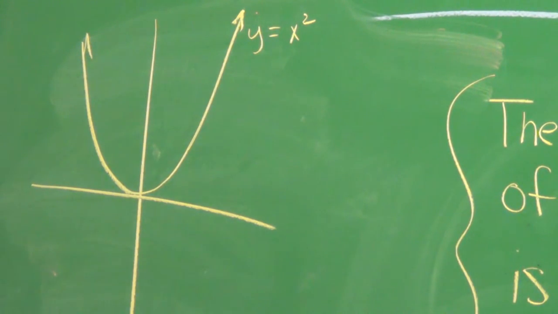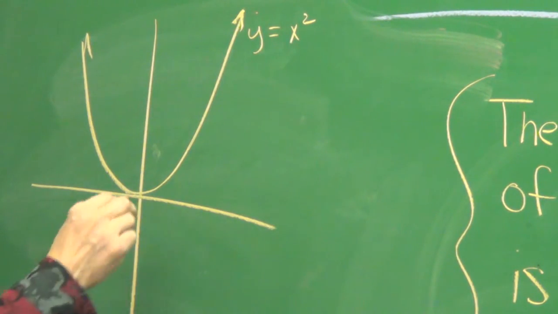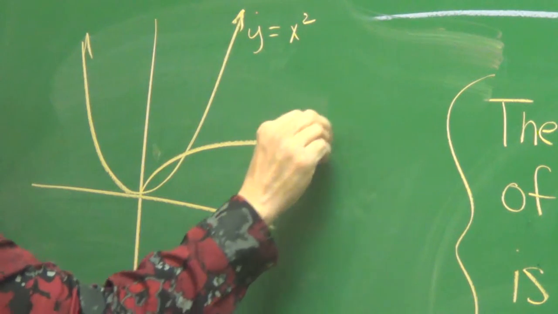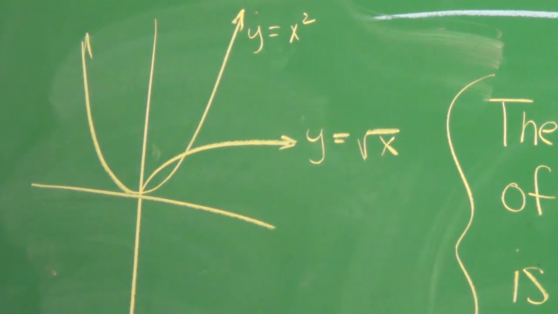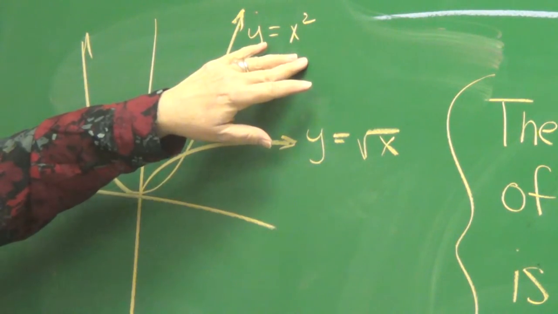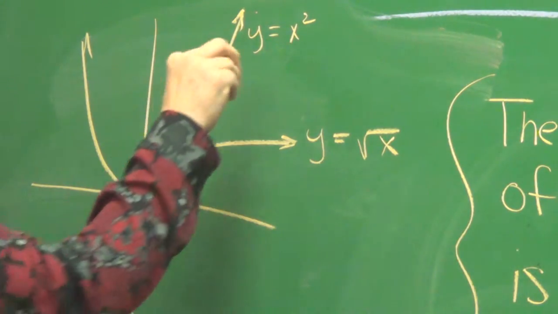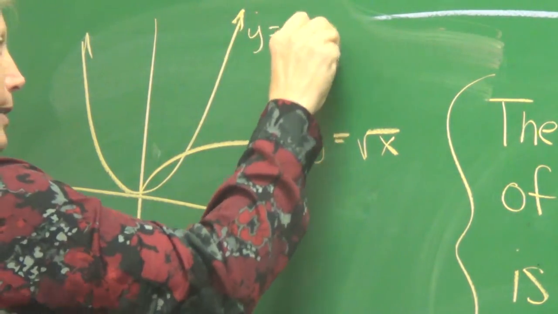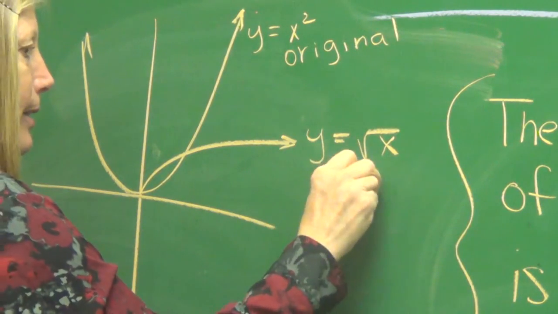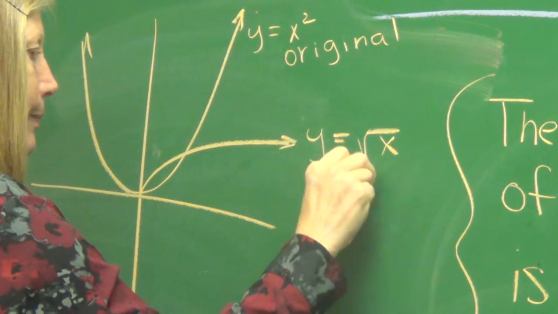So in this case, we actually know the inverse function, and you won't have to find that. But we can see that what would undo this function is the square root. So if we call this the original function, and this is the square root function, is the inverse function.